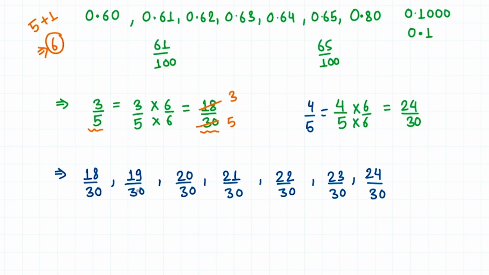So these numbers lie between 18 by 30 and 24 by 30, which is our 3 by 5 and 4 divided by 5, right? And they are all rational numbers because they are fractions, right? And we have, if we counted, 5 rational numbers between 3 by 5 and 4 by 5. And done. That's how we can find the rational numbers between any two particular numbers or fractions, okay?